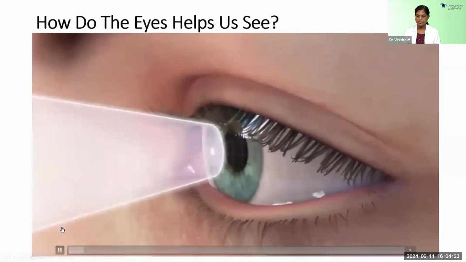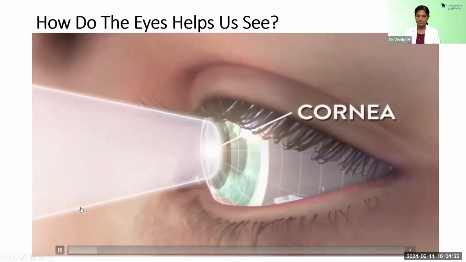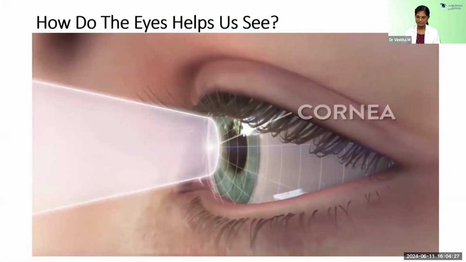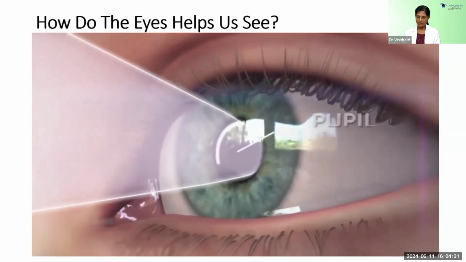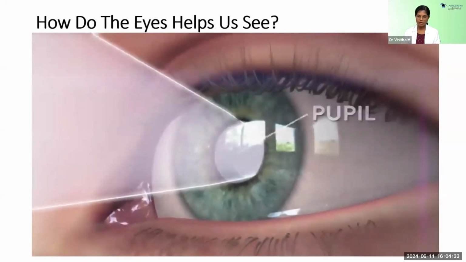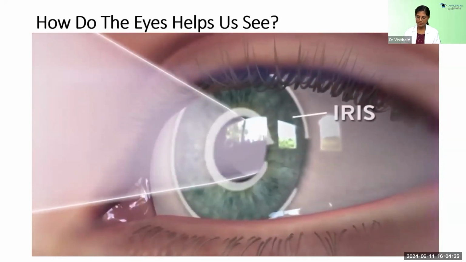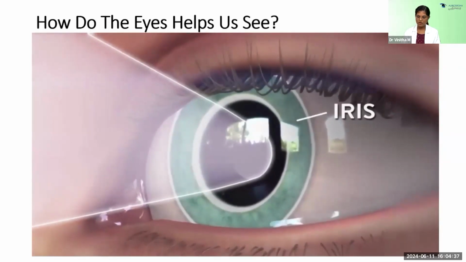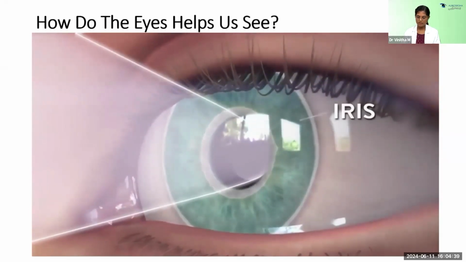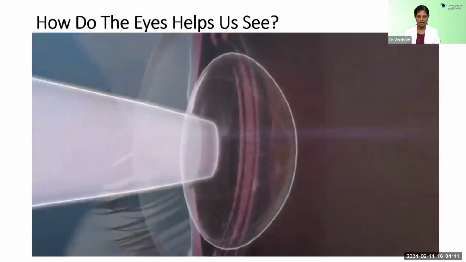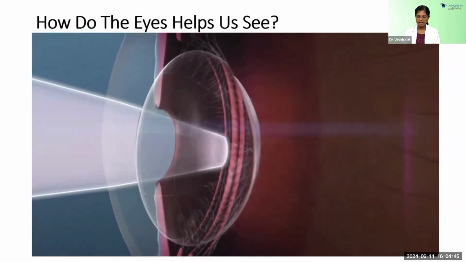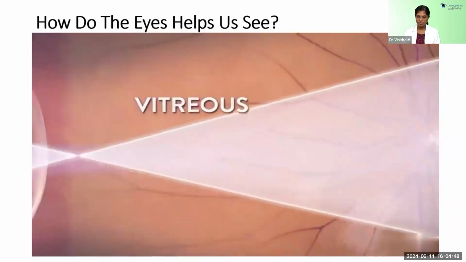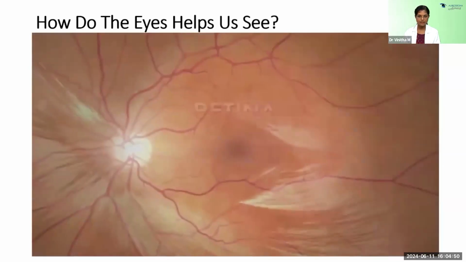The light passes through the cornea, which is the window of the eye. Then through the anterior chamber, it reaches the pupil, which is the round opening in the iris. The iris dilates or constricts, determining the amount of light entering the lens. Then it travels through the clear fluid known as vitreous and reaches the retina.